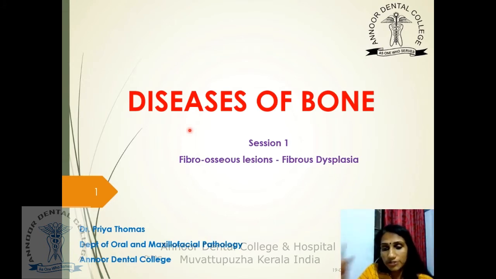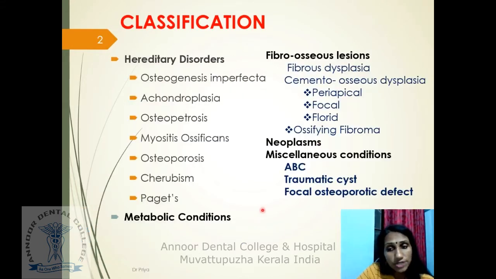So all those different diseases form the entire group of diseases which affect the bone. And in that you have a certain type of disorder called fibro-osseous lesions. Under that, there is a subcategory of disease called fibrous dysplasia. So in today's session, we'll deal with what fibro-osseous lesions are, the different classifications of fibro-osseous lesions, and under that, a specific group of disease called fibrous dysplasia. So this is in general the classification of different diseases which affect the bone.